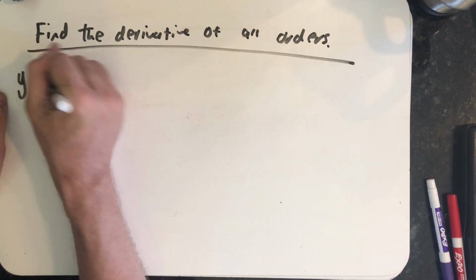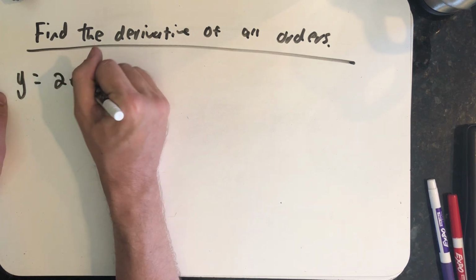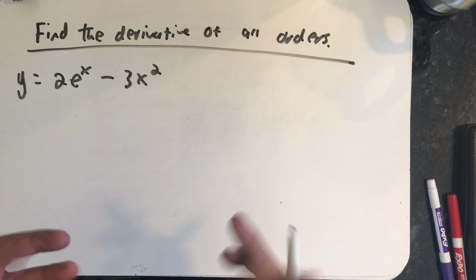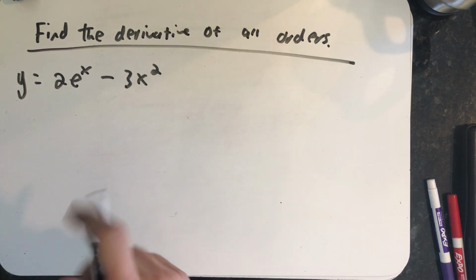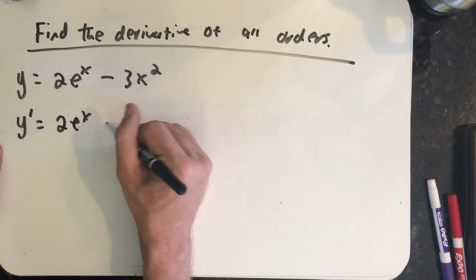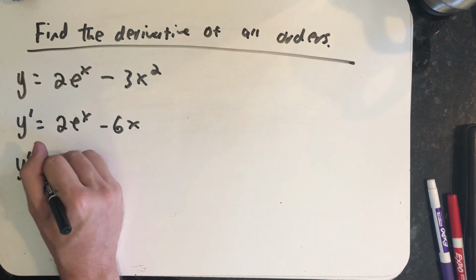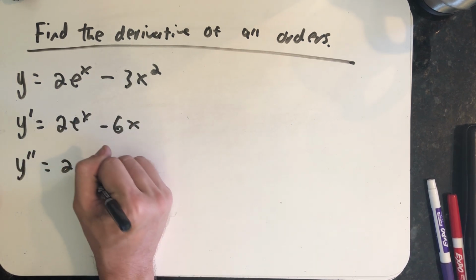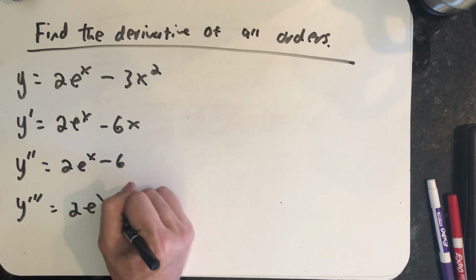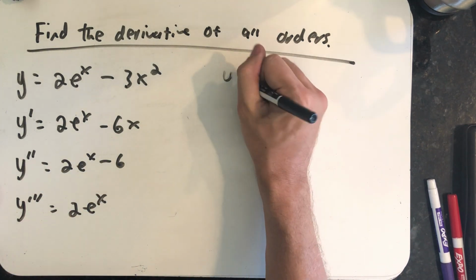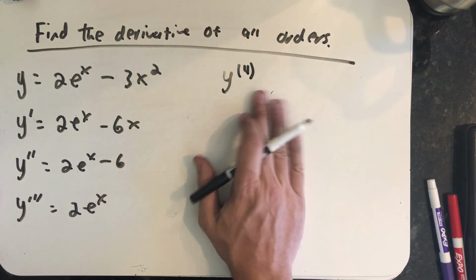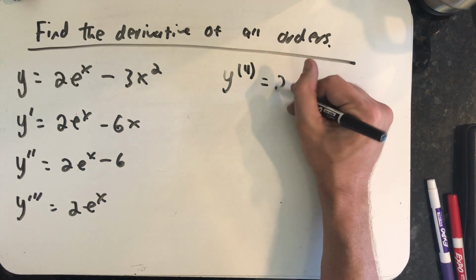All right, so let's say y equals 2e to the x minus 3x squared. Let's take derivatives and see if we can figure out what they are for every possible order. The first derivative, y prime, well, that's going to be 2e to the x minus 6x. Y double prime, 2e to the x minus 6. Y triple prime, 2e to the x. The derivative of the fourth order, I said that badly, is 2e to the x.